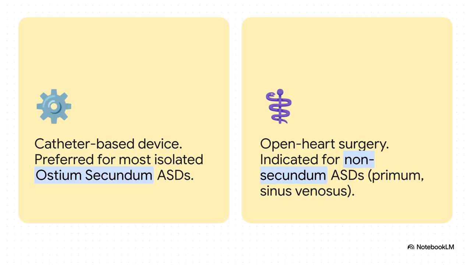Okay, so we've decided to close it. How do we do it? Well, the how is almost completely dictated by the anatomy of the defect. For most of those common mid-septum secundum ASDs, the good news is we can usually fix it with a minimally invasive procedure. We go in through a catheter and deploy a device that plugs the hole. It's pretty slick. But for those other types, the primum or sinus venosus defects, or for secundum defects that are just way too big, we've got to call the surgeons. That requires open heart surgery to patch the hole directly.